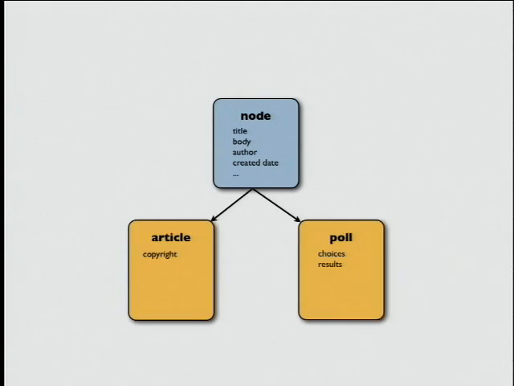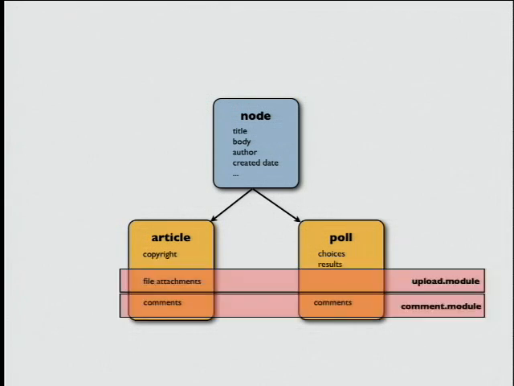And then let's allow for creating individual, sort of instances of nodes. So for example, you can have an article which, in addition to having a title, a body, an author, and so on, defines a copyright field. So you need to define where this article is from and who owns the copyright. And a poll, for example, will define choices and results and stuff like that. And then in addition to that, through the hook system, upload module, for example, could add file attachments to articles. And comment module can make it so you can comment on either articles or polls.